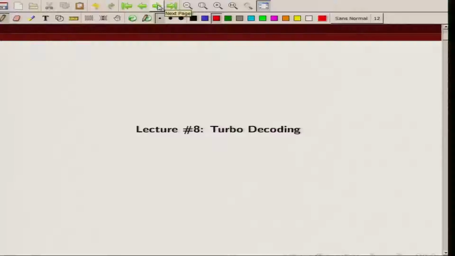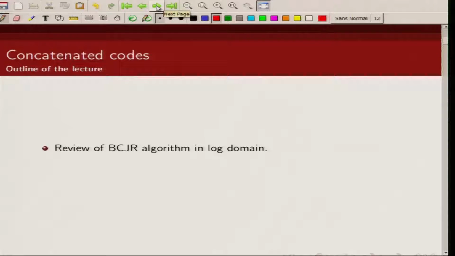Welcome to the course on error control coding and introduction to convolutional codes. Today we are going to discuss decoding of turbo codes. To do that, we will first review our BCJR algorithm in the log domain.